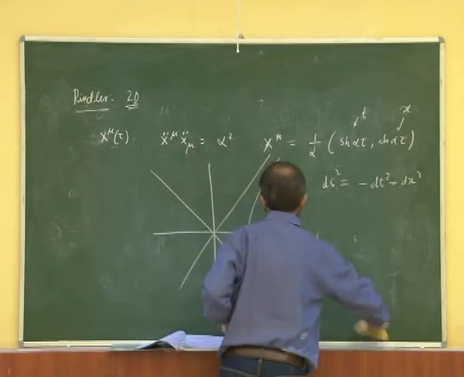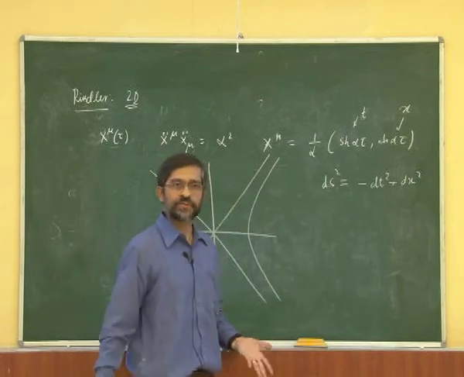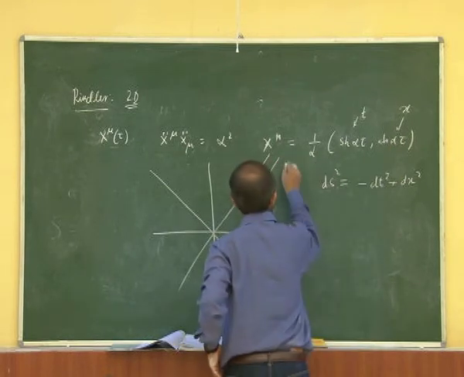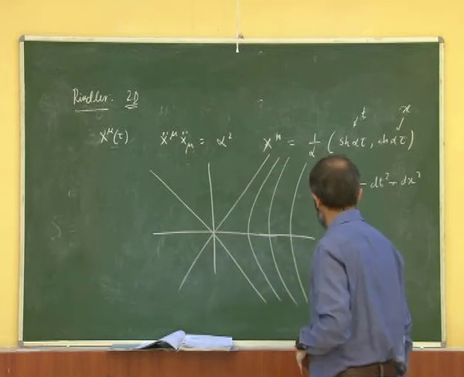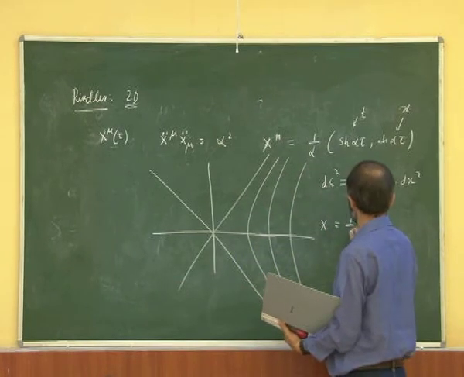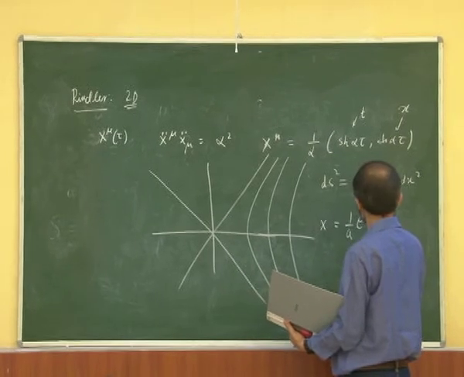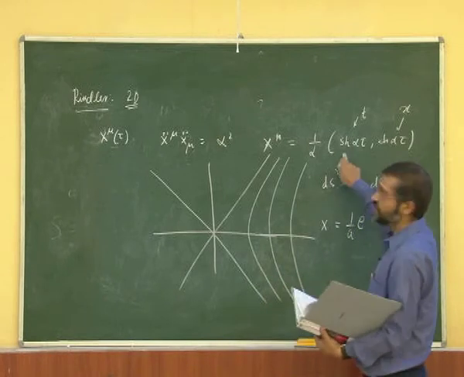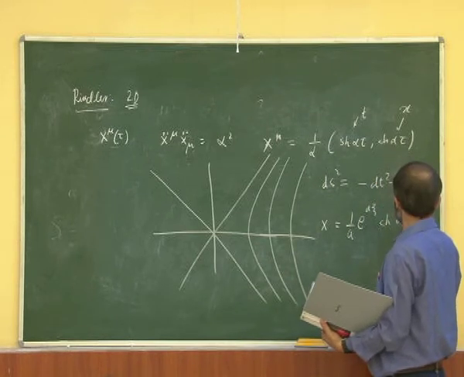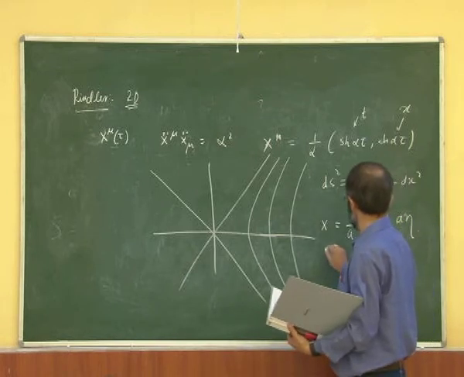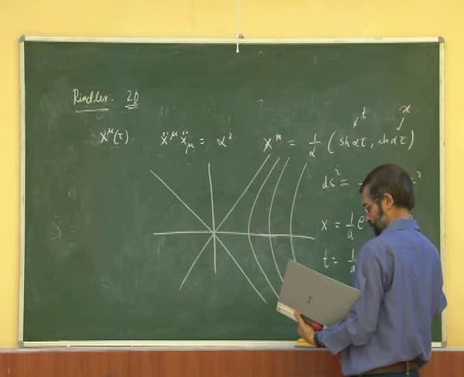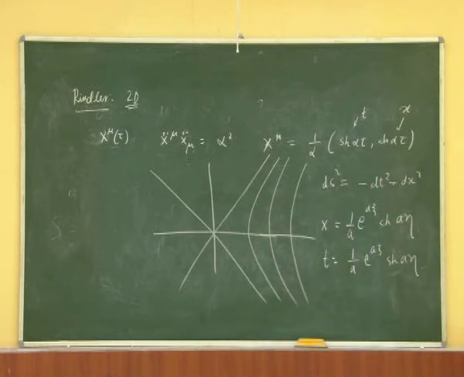And this is one accelerated observer. However, you can consider a family of accelerated observers with various accelerations, different accelerations. If you do that, you get a family. Sorry, my SH is sinh, hyperbolic sine, and CH is cosh, hyperbolic cosine.